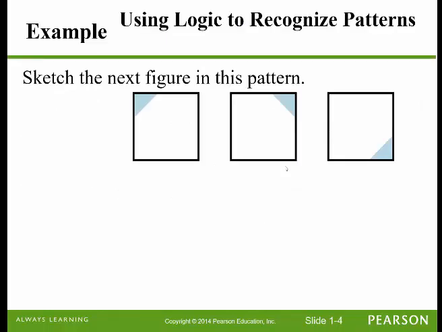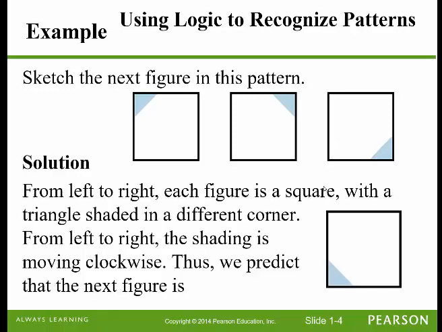All right, so let's use some logic here. This is about recognizing patterns. Let's sketch the next figure in this pattern. So it looks like I have a square, and I have this shaded area that's moving from this corner to this corner, now down to this corner. So if you were to conjecture or deduce what would happen next, I think we'd want to see it move to this corner here.